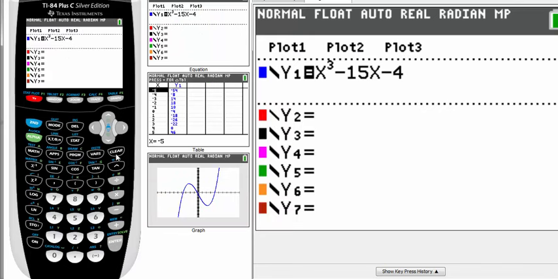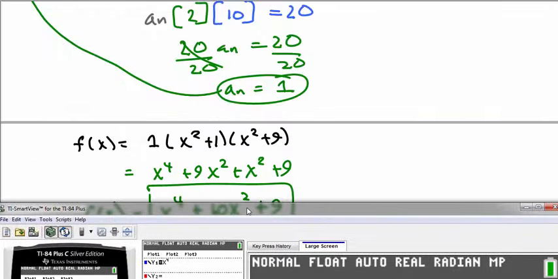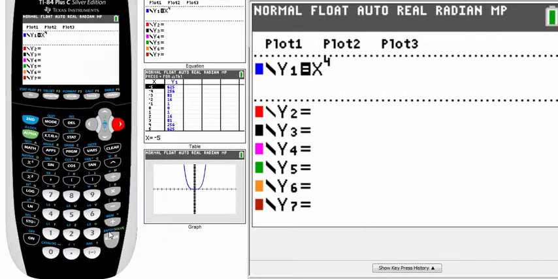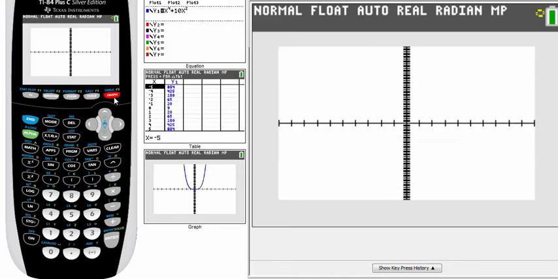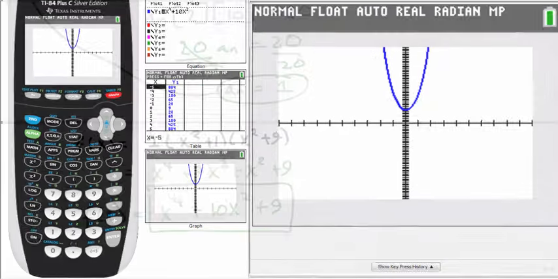So let's clear this out. X to the 4th. It shouldn't cross the x-axis because I should have complex solutions. So I have x to the 4th plus 10x squared plus 9. It's nice to be able to kind of check your intermediate work here. Let's hit graph. Might have to adjust our window. Yep, there it is, that nice wide parabola. It's not crossing the x-axis, so I don't have any real solutions. I only have complex solutions. So our graph verifies that.